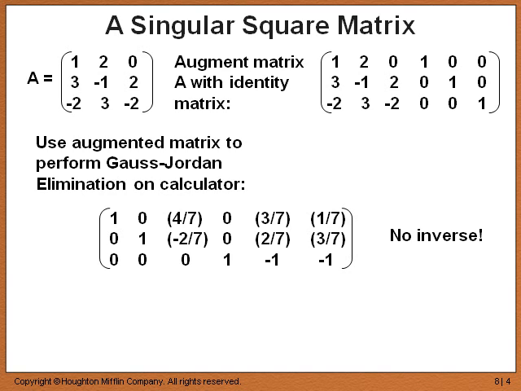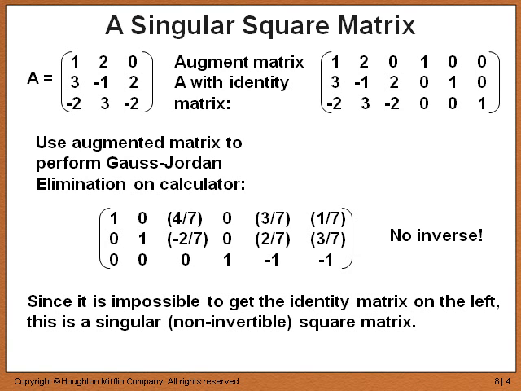So matrix A here, given in the upper left portion of the screen, is a singular square matrix. Since it is impossible to get the identity matrix on the left, this is a singular, non-invertible square matrix.